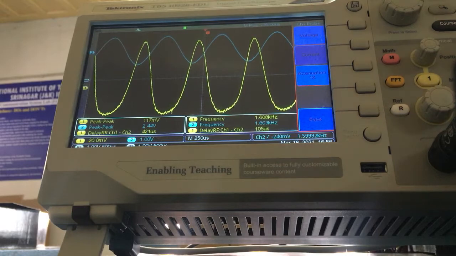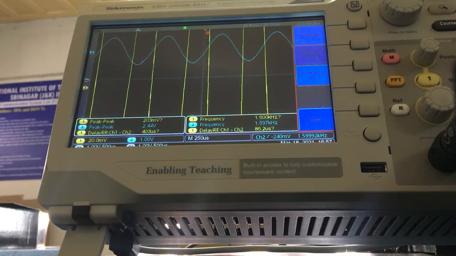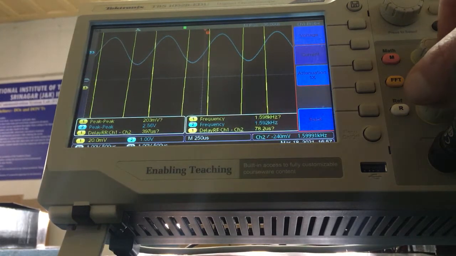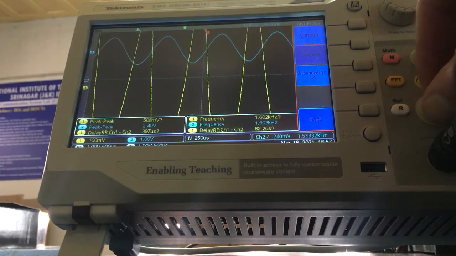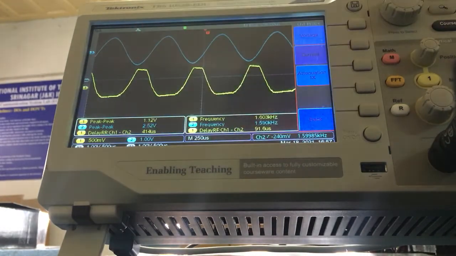And as we know that this is the signal, let me increase this gain level, and this is the received signal, right? I'll increase it, and we can increase it to a large extent. This is the highest increase, and you can see the peak to peak is almost 1.12 volts.